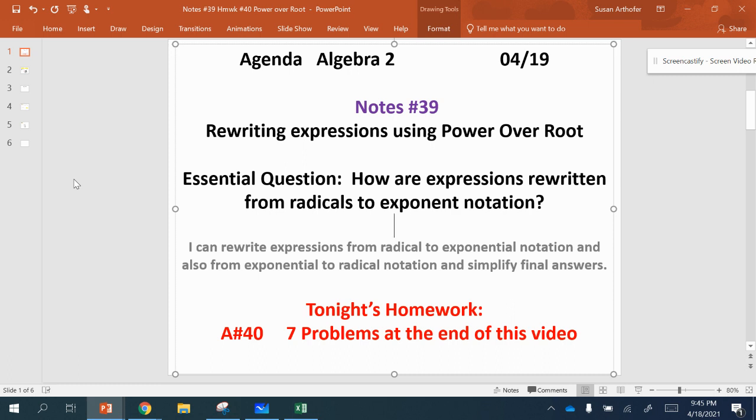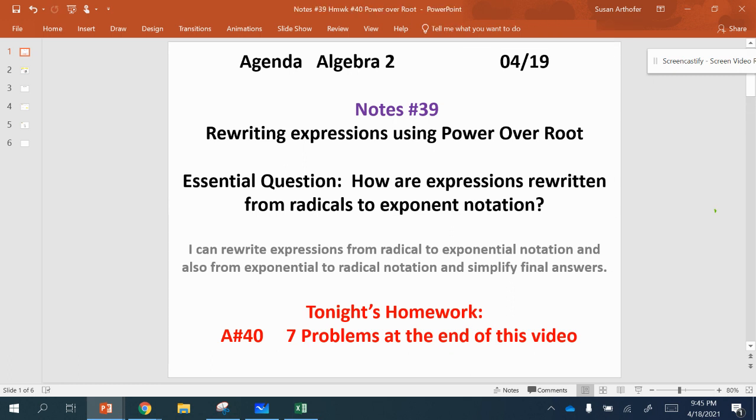And your essential question at the top of the page is, how are expressions rewritten from radicals to exponent notation? At the end of these 2 days, you'll be able to say that you can rewrite expressions from radical to exponential notation and also from exponential to radical notation, and then simplify final answers. You have assignment number 47 problems for homework at the end of this video.